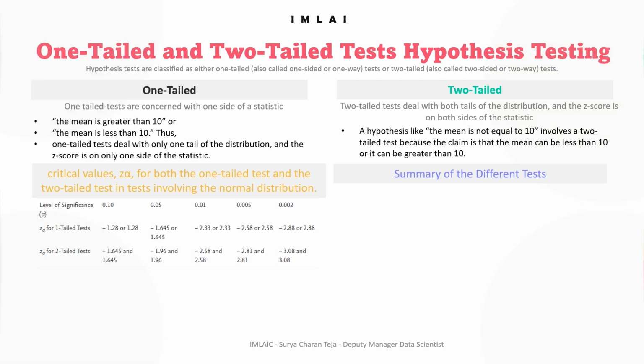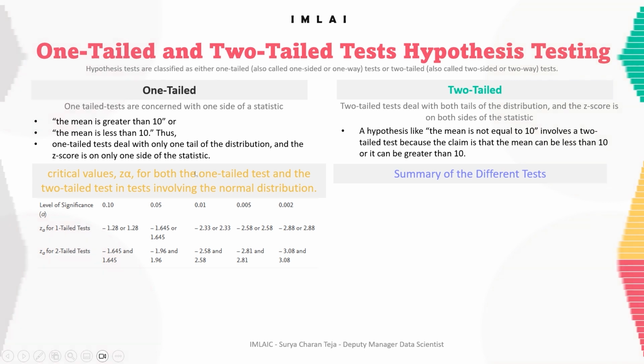Okay, first let's see various critical z-scores or critical values for various levels of significance, specifically for the one-tailed test. If you see the one-tailed test for a level of significance of 10 percent, it is 1.28. If it is a left-tailed test, it's minus 1.28. If it is a right-tailed test, it's 1.28.